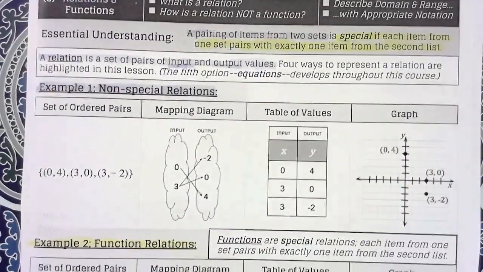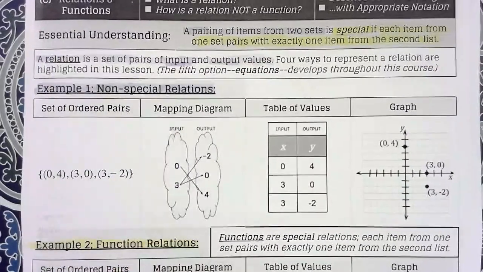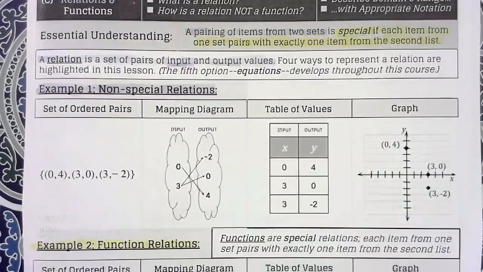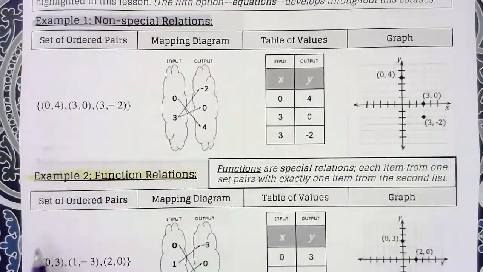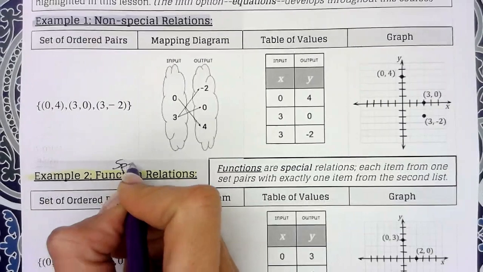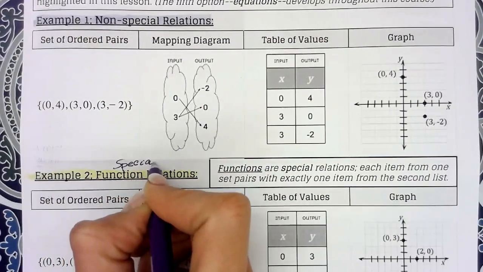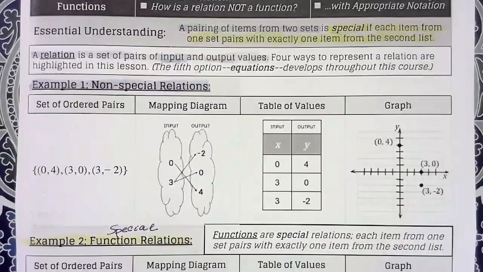So this first example, example 1, non-special relations. So just a regular relation. It could look like any of these. Really, functions are relations as well. Both of these are relations. The ones on the bottom are special because they are function relations, because they meet the definition described before. So this type is special, not special, sorry.